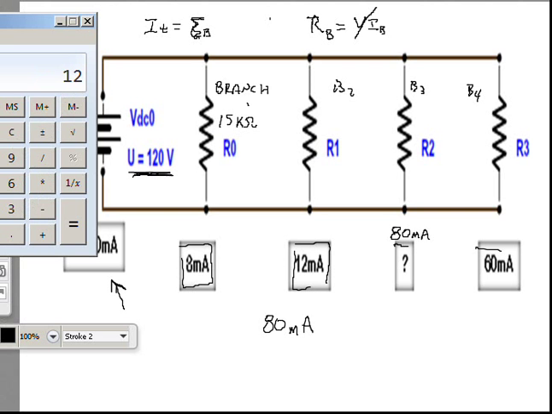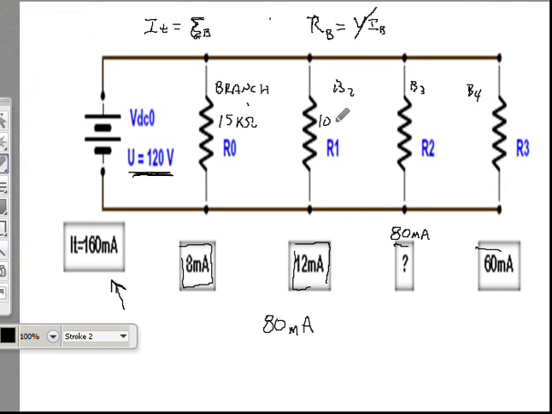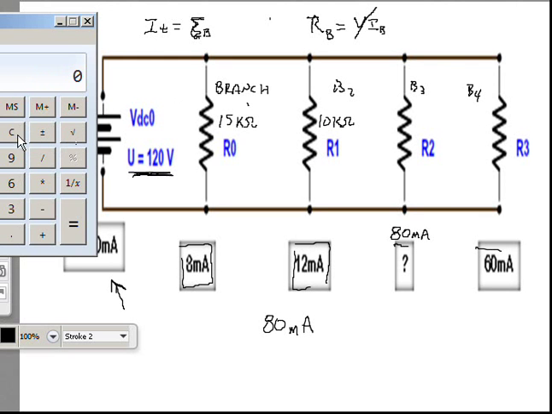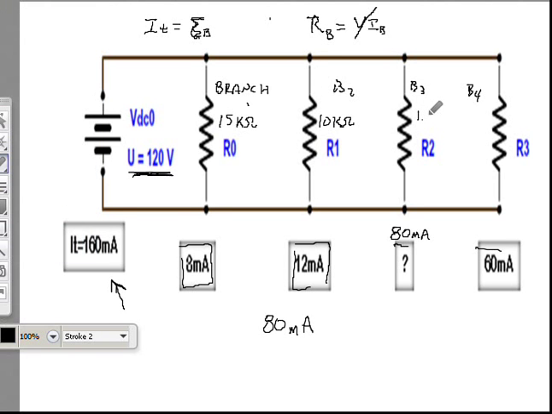Same with branch 2: 120 volts divided by 12 milliamps equals 10 k ohms. Clear? Let's see. I've got 80 milliamps, 120 divided by 80 milliamps equals 1500 ohms, or 1.5 k ohms.